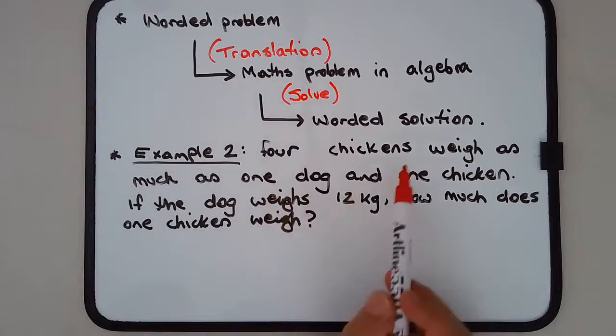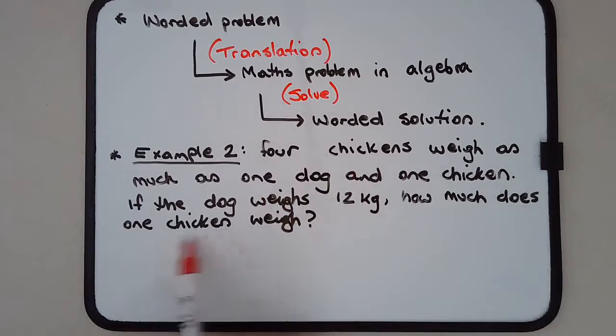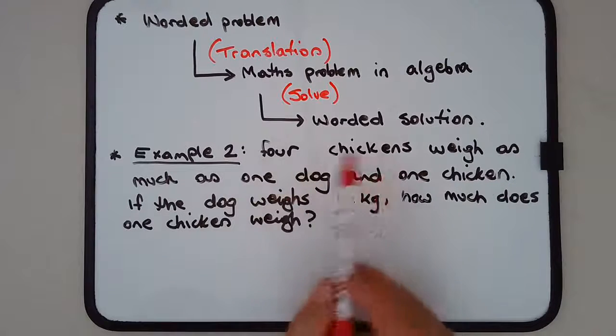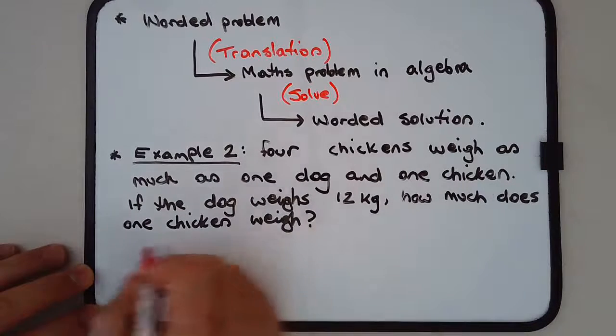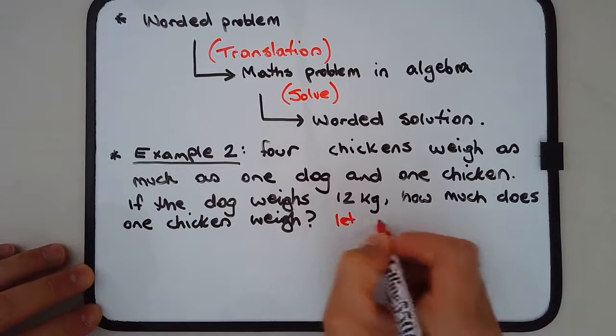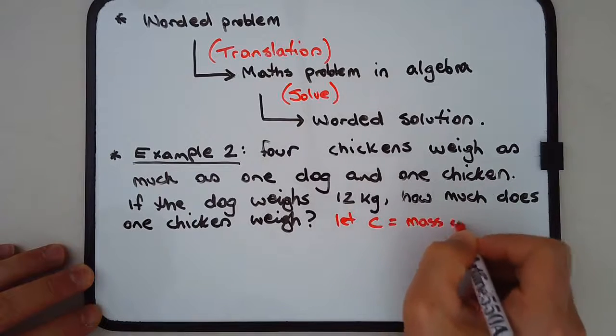First thing we need to think of is, what do we need to find? We need to find the weight of one chicken. We could let the weight of the chicken be represented by a pronumeral. We could use the pronumeral C for chicken. So we can say let C equal the mass of one chicken.